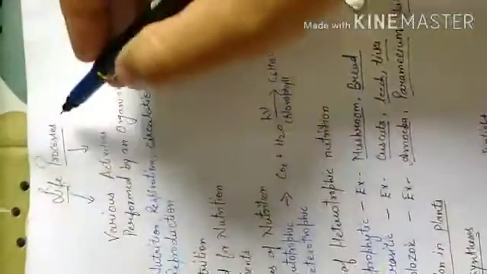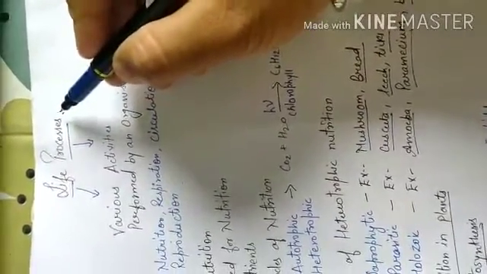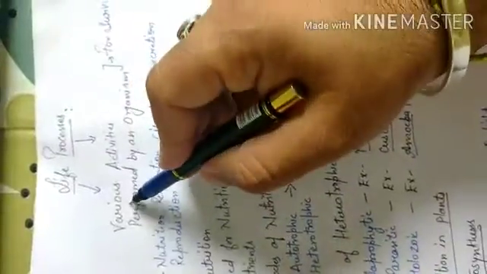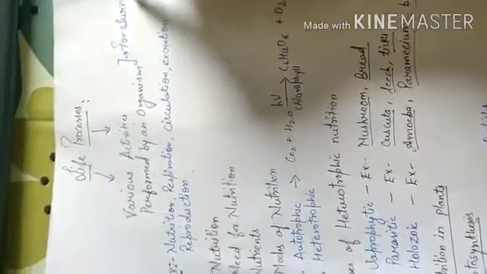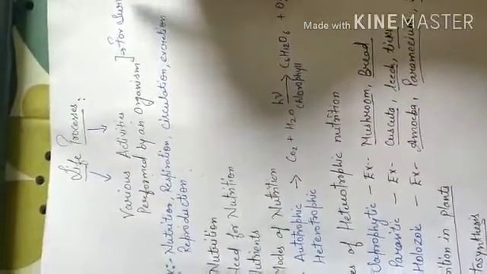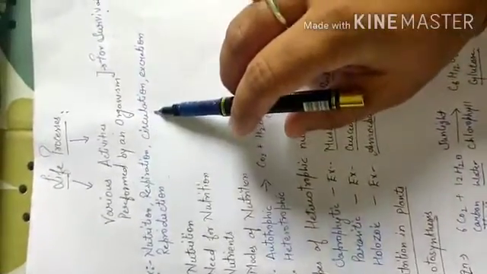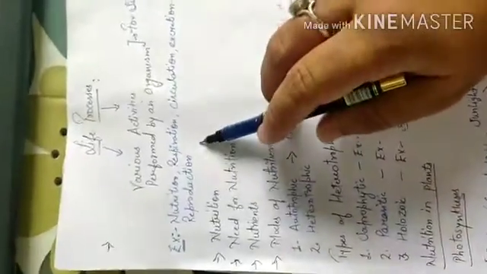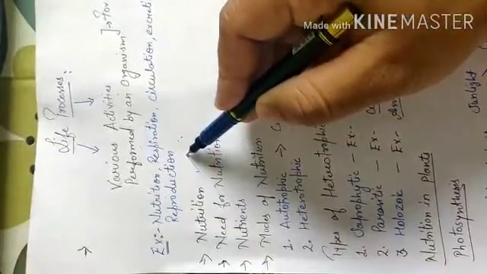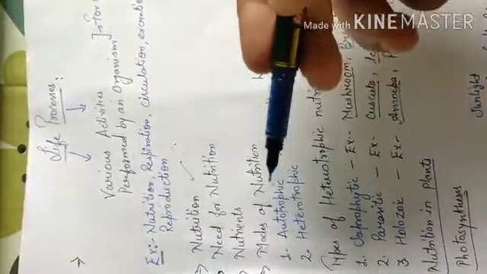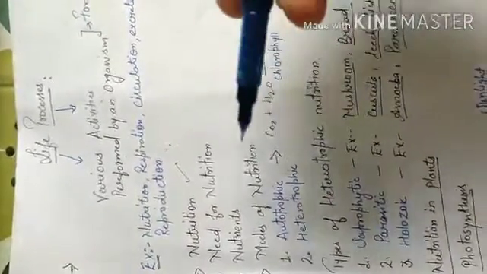Now comes the second word, that is the name of the chapter, life processes. So what is a life process? The various activities performed by organisms for their survival are termed life processes. The basic life processes are nutrition, respiration, circulation, excretion, reproduction, etc. In this, first we talk about what is nutrition. It is the process of taking food by an organism and its utilization by the body for life processes.